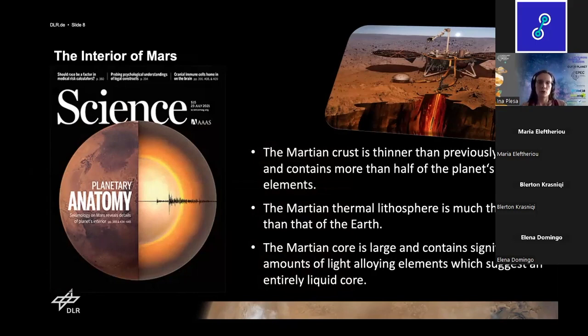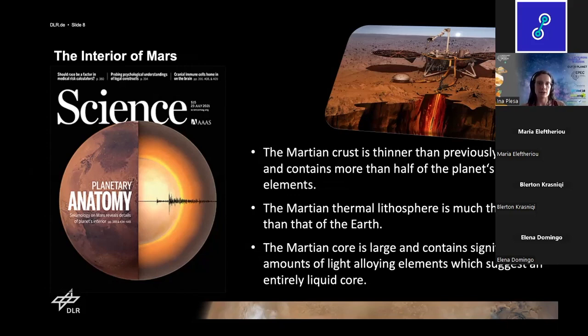And the InSight mission brought the first seismometer to the surface of the planet. Well, actually, there was a seismometer on the Viking mission, but it didn't work as expected. At least the data was very noisy. But with the InSight mission, the seismometer was placed on the surface of Mars and recorded seismic events. And this helped us to accurately understand the interior structure of the planet.